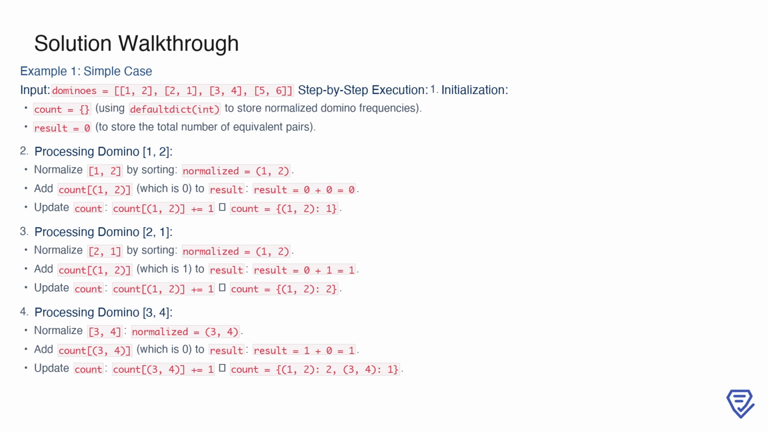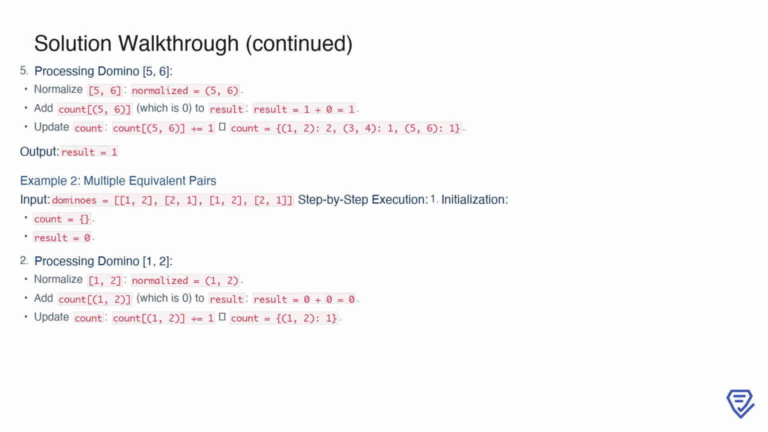For the second domino, [2, 1], normalizing it also gives (1, 2). This time, the count for (1, 2) is 1, so we add that to the result, making the result 1. We then increment the count for (1, 2) to 2. Moving on to the third domino, [3, 4], normalizing it gives (3, 4). Since this pair is new, its count is 0, so adding it to the result keeps the result at 1. We then update the count for (3, 4) to 1.